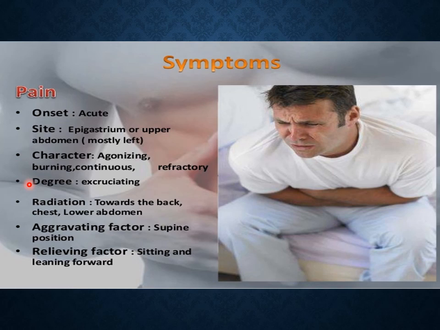Some people describe it as excruciating pain. Radiation towards the back, chest and lower abdomen sometimes may mimic an aortic aneurysm rupture or a myocardial infarction. An aggravating factor is lying in the supine position; the patient is unable to lie supine or refuses to lie down to be examined. A relieving factor is sitting up and leaning forward, as shown in this picture. Okay, leaning forward to relieve and applying pressure to his upper abdomen to relieve the pain a bit.